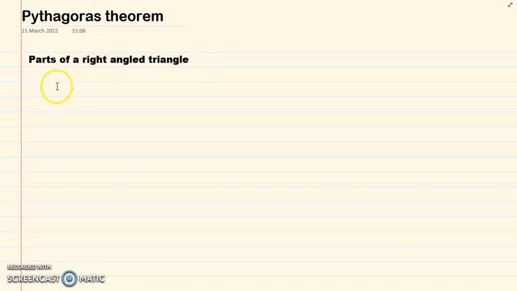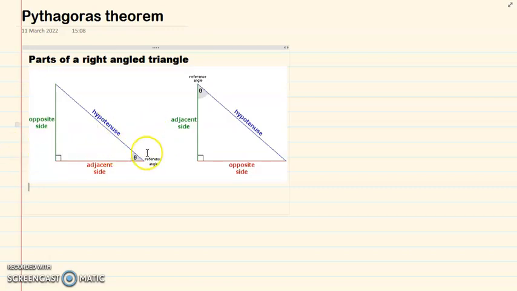So today we'll be looking at the Pythagoras Theorem. Firstly, we'll look at the parts of a right-angled triangle. This is the hypotenuse, which is the longest side of the triangle, and then this will be our reference angle. We'll call it angle theta.